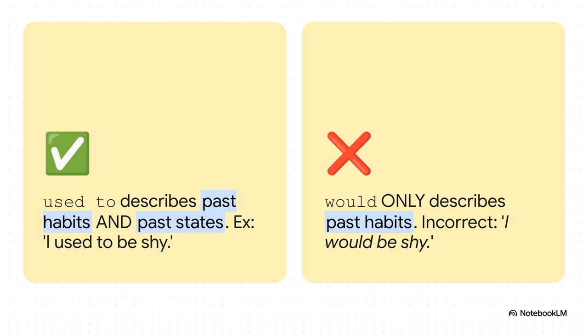For example, you can say, every summer we would go to the lake. But you can't say, I would be shy. Sounds wrong, doesn't it? That's because being shy is a state, not a repeated action. So for that, you've got to use, I used to be shy.